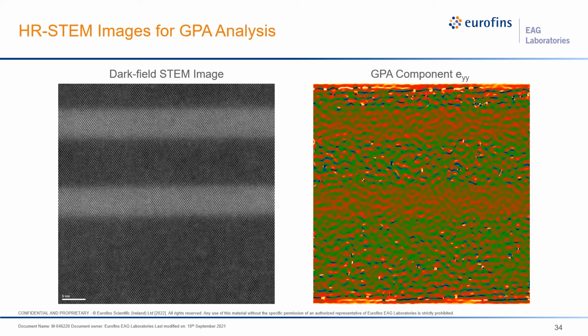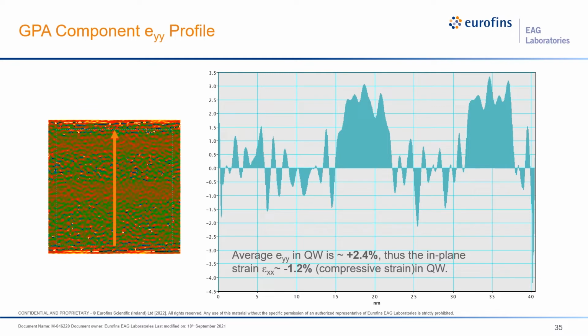Now, another property, I should say, that is very interesting would be the strain in this indium gallium arsenide material, and also indium gallium nitride. Because of the piezo effect and the strain, the light emission will be different, right? So people want to characterize the strain, and we can do that by getting the so-called GPA component. GPA stands for geometric phase analysis, right?